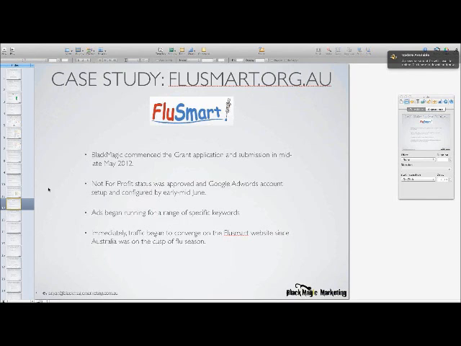So FluSmart was a consumer-based brainchild of the Influenza Specialist Group, which is a flu awareness entity based in Melbourne. They wanted to target consumers for the winter, which we've just come out of, regarding the upcoming strains of the flu and why you should get inoculated, for health reasons and all that sort of stuff.